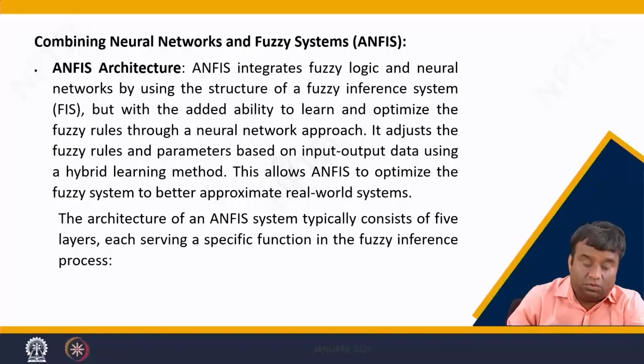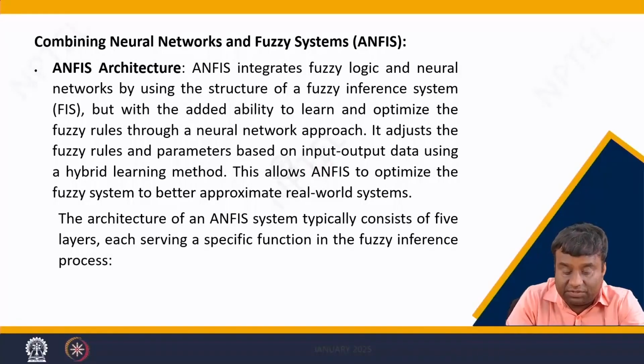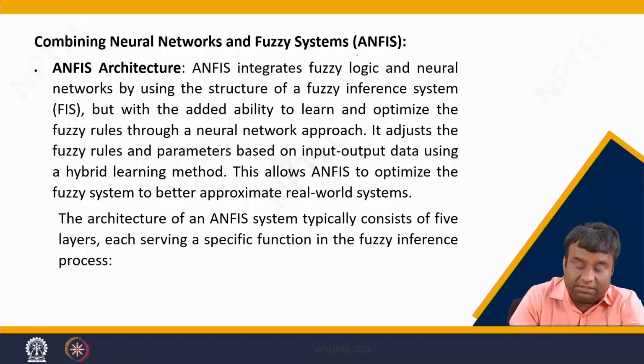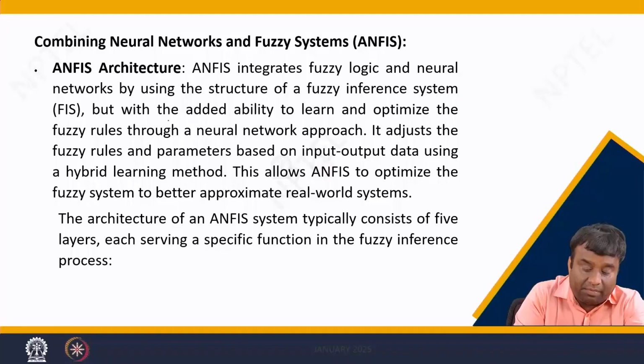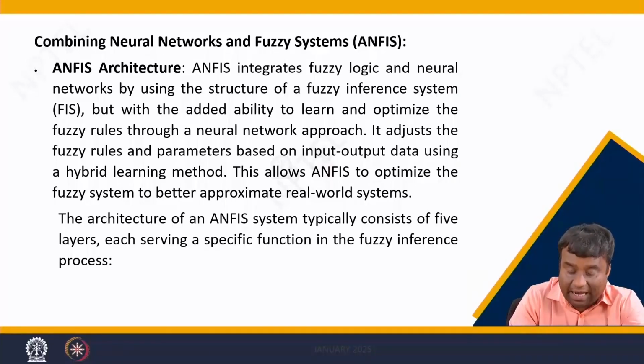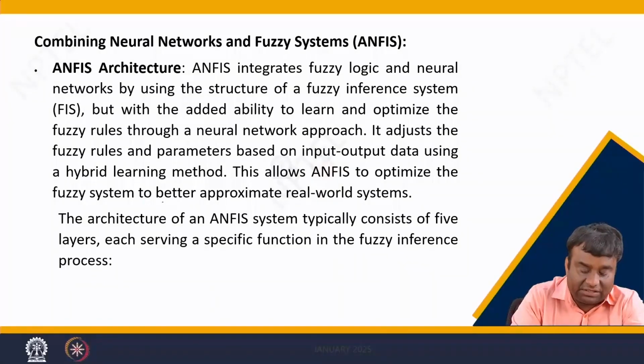Combined neural networks and fuzzy systems, ANFIS architecture. ANFIS integrates fuzzy logic and neural networks by using the structure of a fuzzy inference system, but with the added ability to learn and optimize the fuzzy rules through a neural network approach. It adjusts the fuzzy rules and parameters based on input output data using a hybrid learning method. This allows ANFIS to optimize the fuzzy system to better approximate real-world systems.